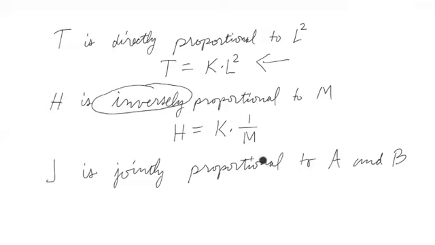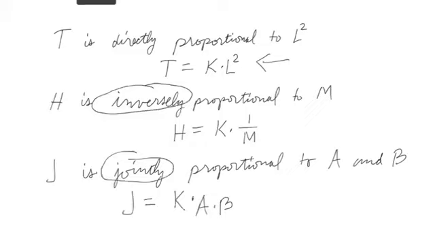Okay, what about jointly proportional to A and B? This simply means that J is proportional, or equal to some proportion, so K times the product of A and B. That's what the word jointly means, product in this case, A times B. Now, in all of these cases, this K is called the constant of proportionality.